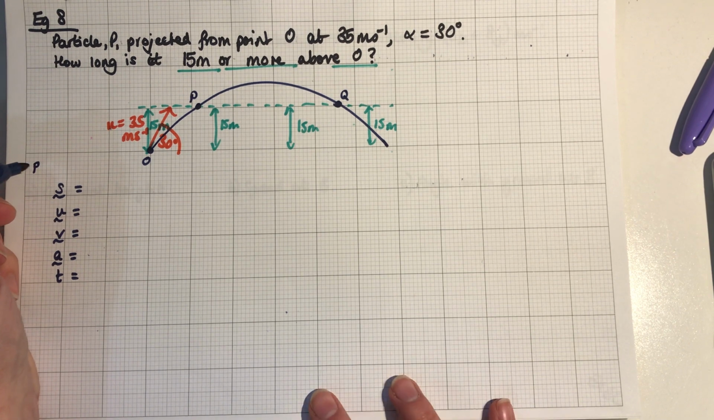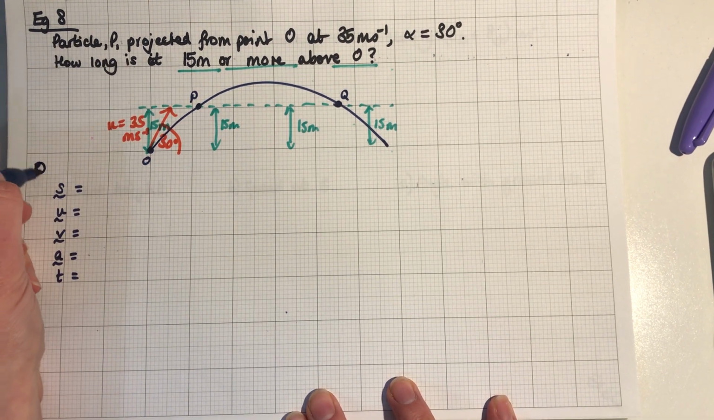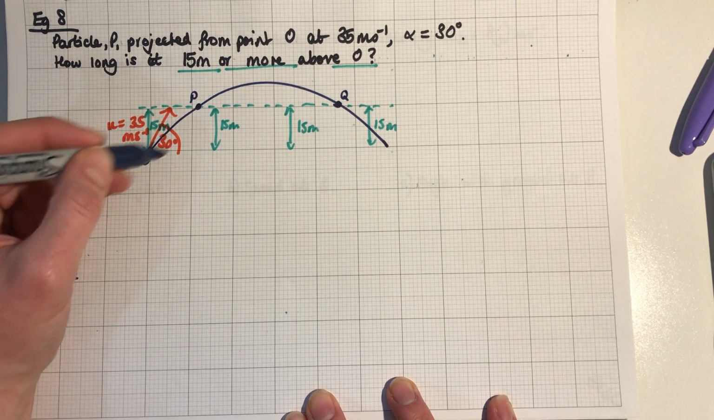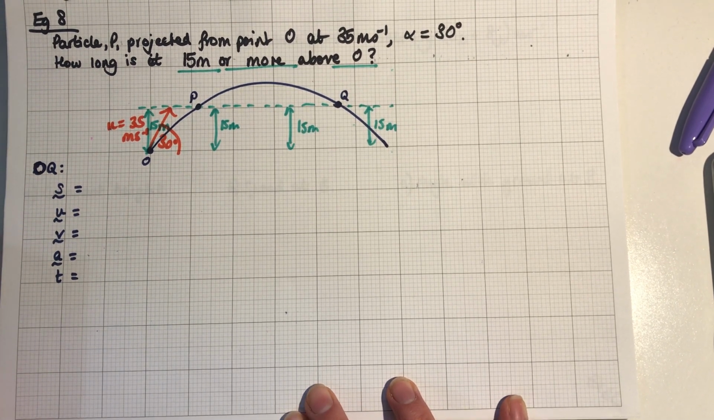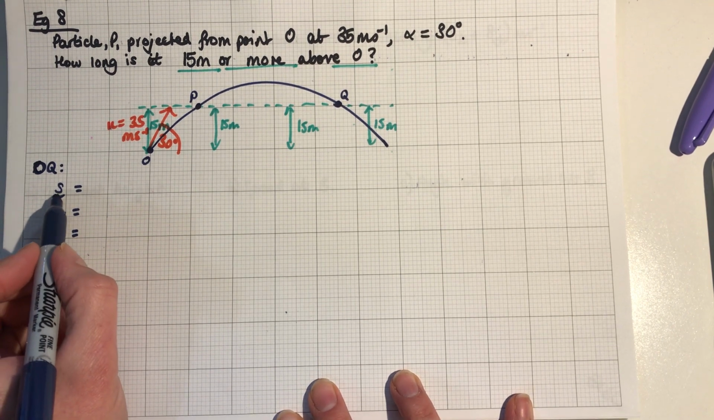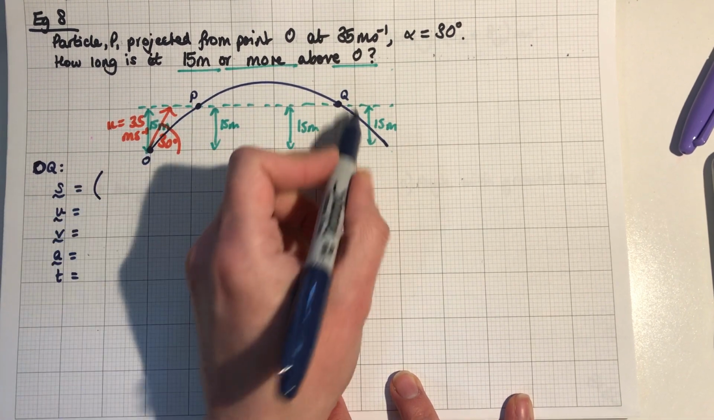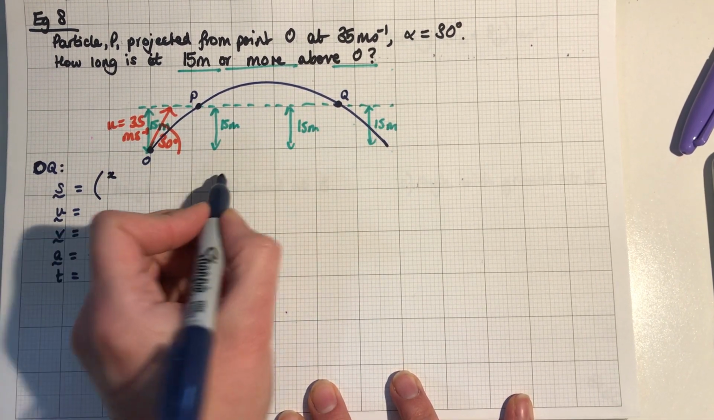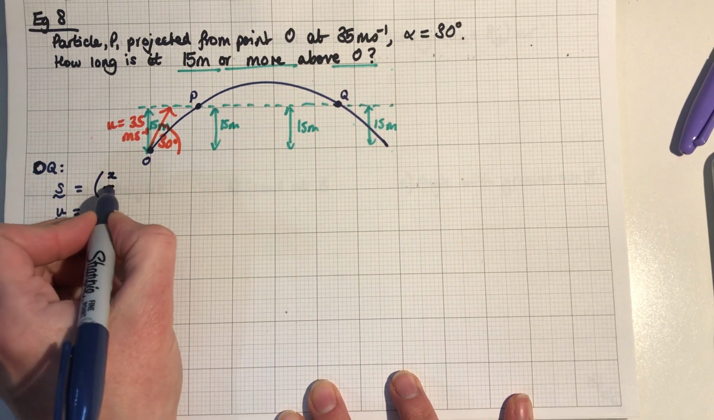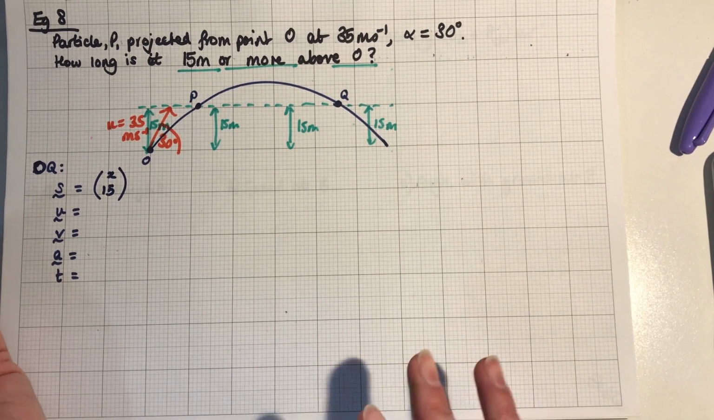Actually, do you know? No. What I'm going to do is set this up from O to Q from the start, mainly because it's the start where I know this bit of information here. So for S, we have no information horizontally except vertically. We know we're dealing with a height of 15 metres above the ground, or above our initial point of projection.